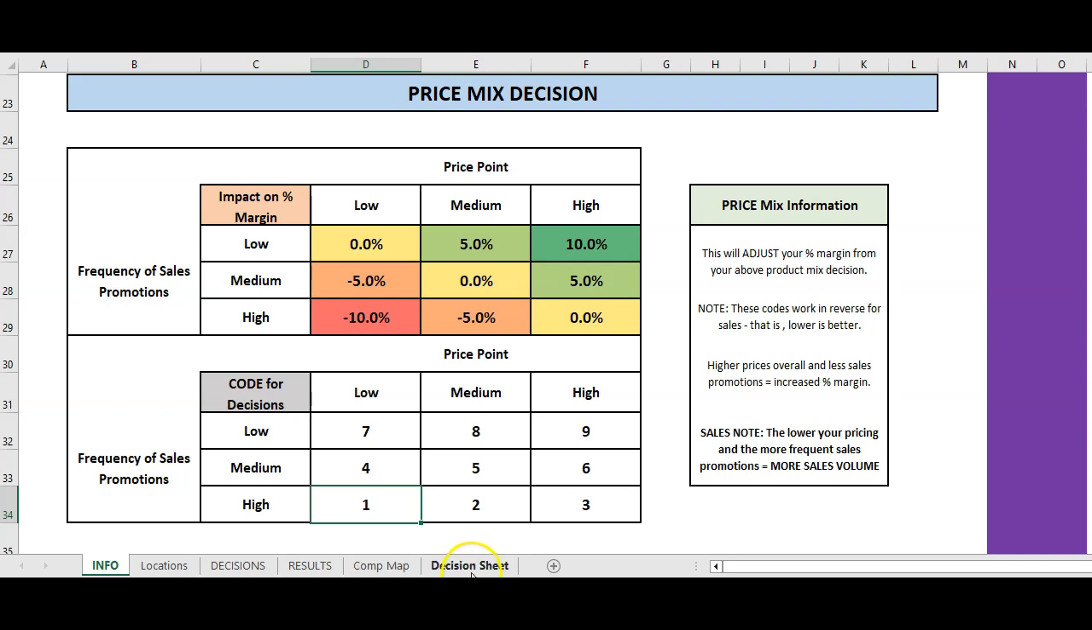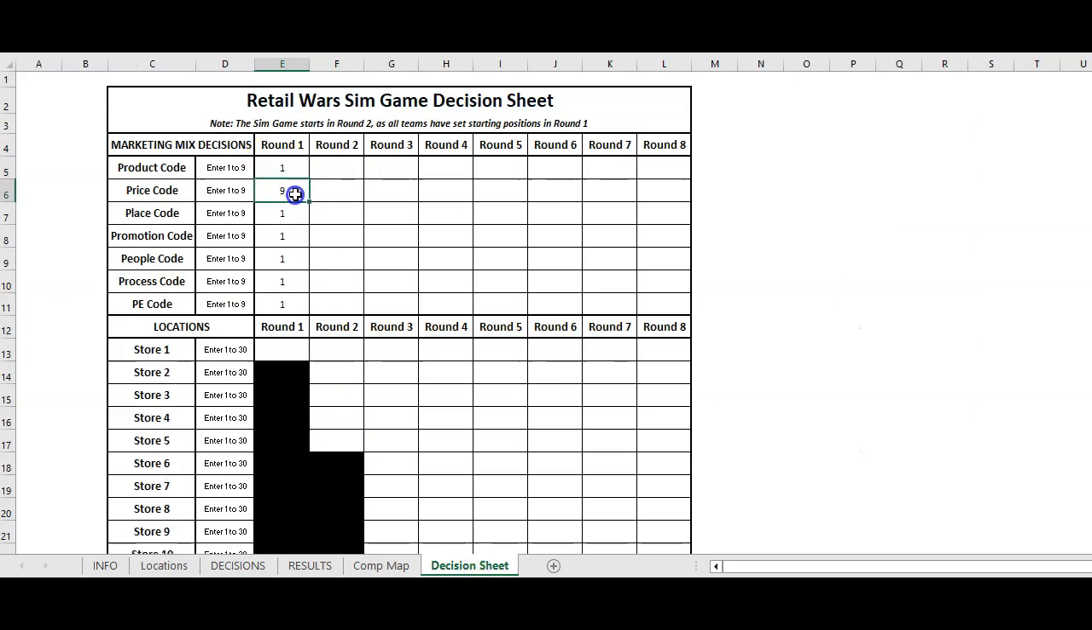So if you go back to the decision sheet, you can see that these have all been set to the worst case. So the least sales is 1. In price, it's 9. So our starting position is we've got to develop and grow our business. We're starting from a relatively low base.